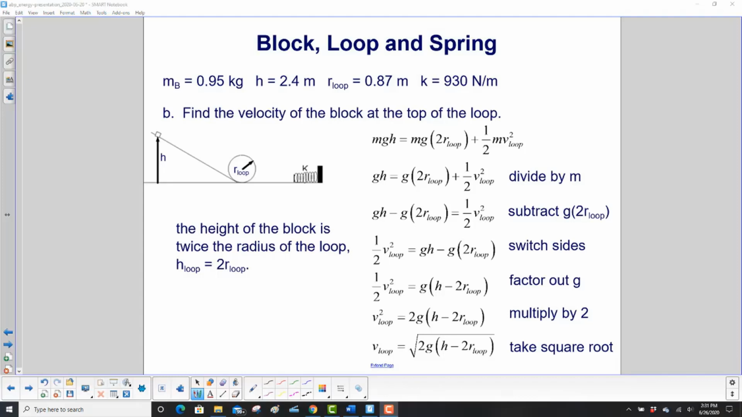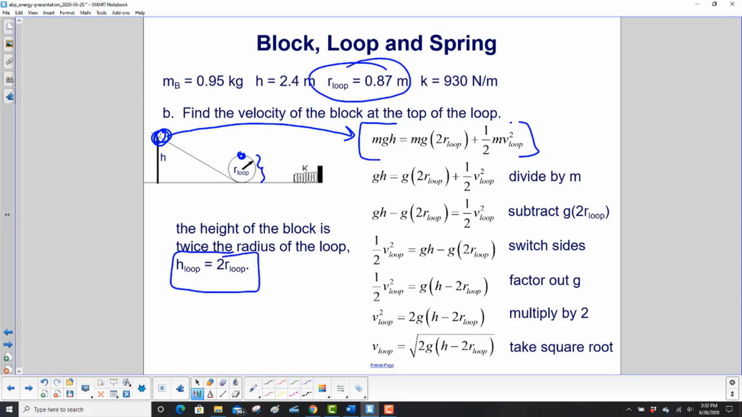We're going to leave some stuff out because we solved all this earlier with the block and the loop. So we're just going to start with the energy conservation between this point here and this point here where you're at the top of the loop. So at this point, it's just mgh. And at the top of the loop, it's going to be mg. And what's the height here? It's twice the radius. So that's 2 times the radius of the loop.